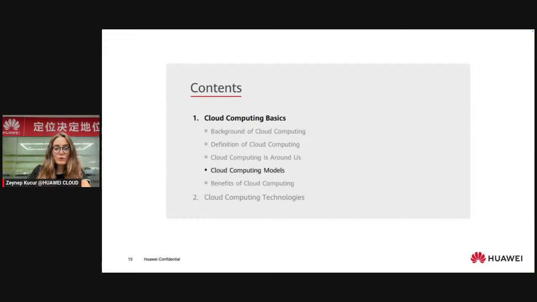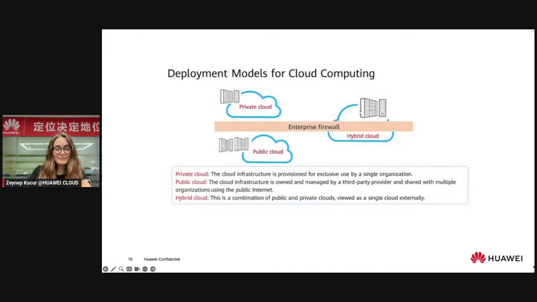Let's continue with cloud computing models. Deployment models for cloud computing. There are private, hybrid, and public cloud. What are the relationships and what are the differences between them? First, let's talk about deployment models, starting with the private cloud. The private cloud is usually deployed in an enterprise or enterprises. Data running on the private cloud is stored in the enterprise data center. If the data needs to be accessed, the firewall deployed at the ingress of the data center is required to protect the data to the greatest extent.